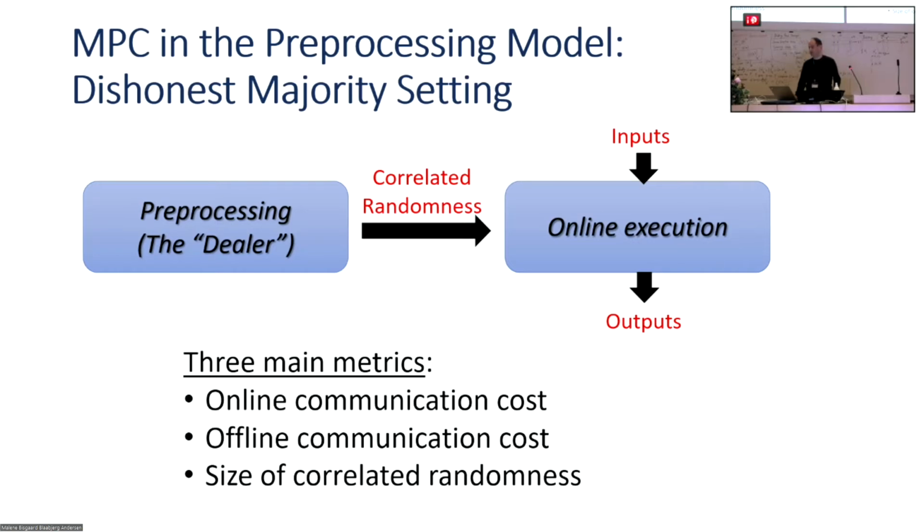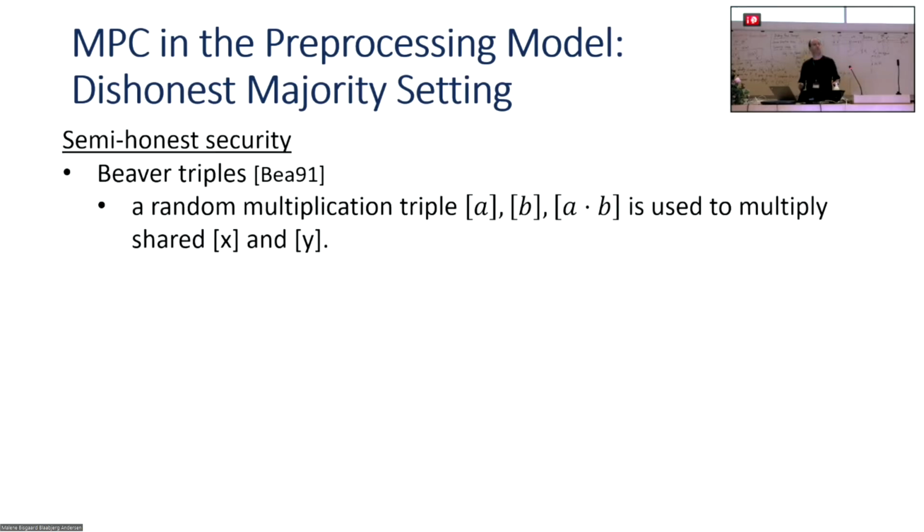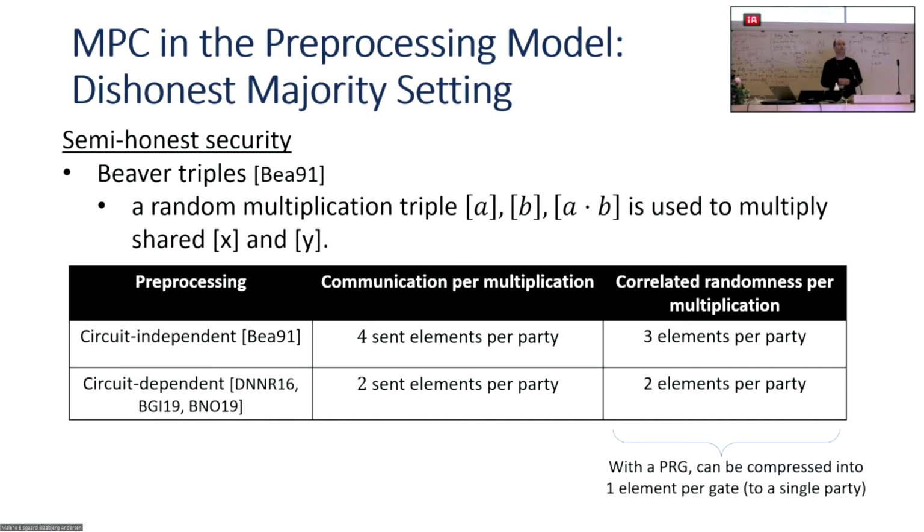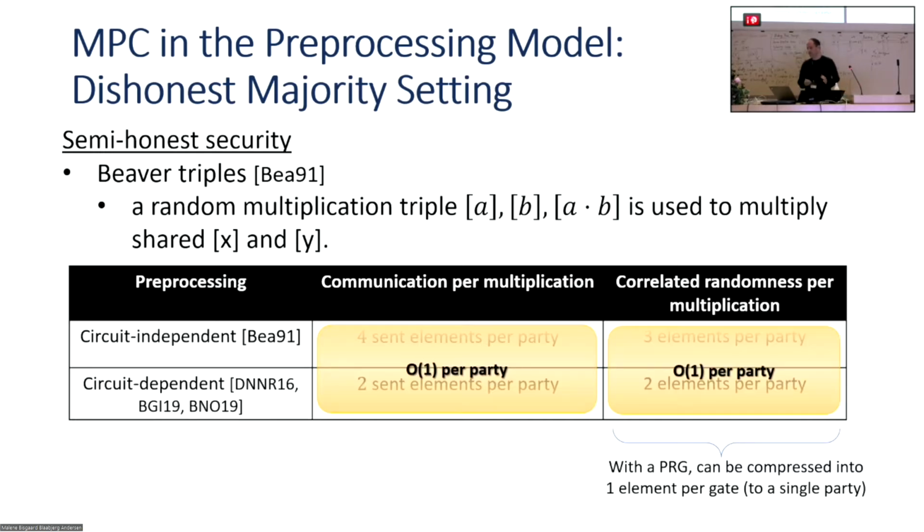So, how do we usually work in this model? We usually use Beaver triples, right? Here the dealer gives the parties shares of random multiplication triples, and these are used to multiply shared values in the online execution with very low communication, as can be seen in this table. What's important is that the communication per multiplication gate per party is constant, and therefore the overall communication to compute a circuit grows linearly with the size of the circuit. So this is for semi-honest security.